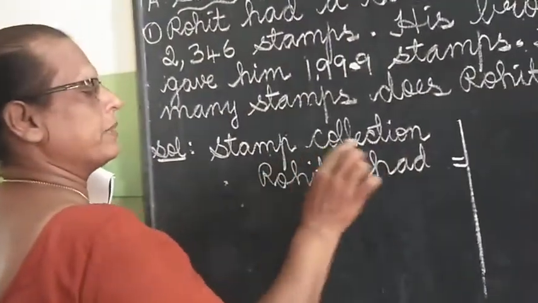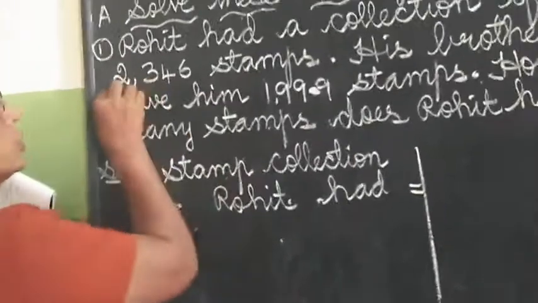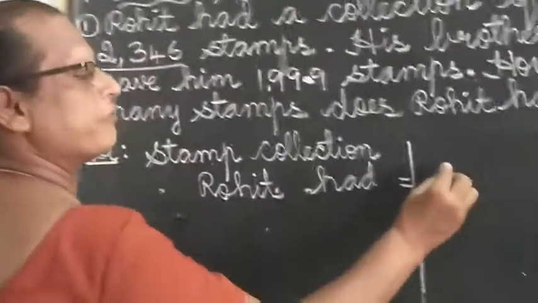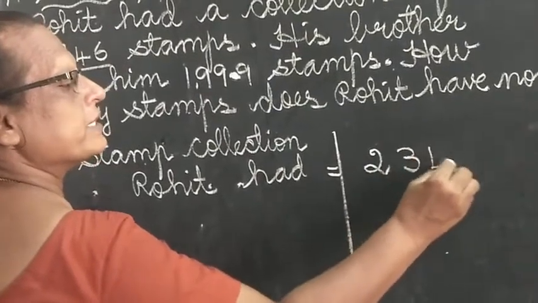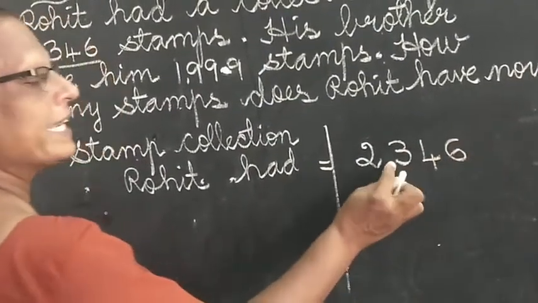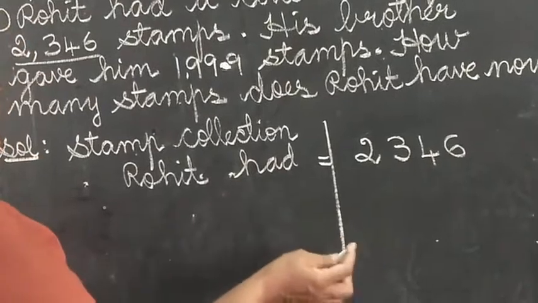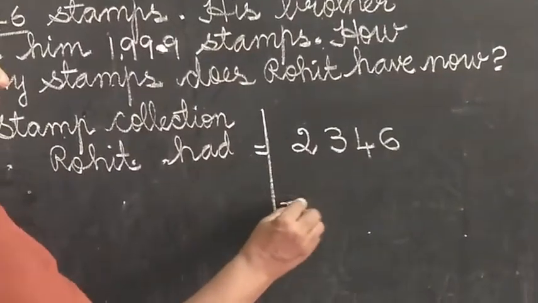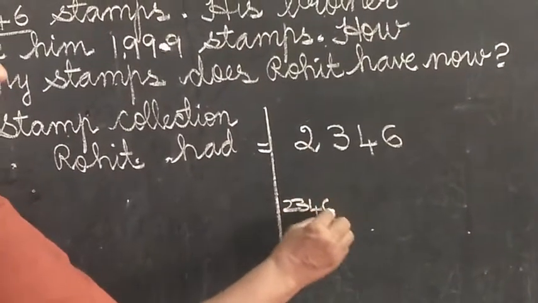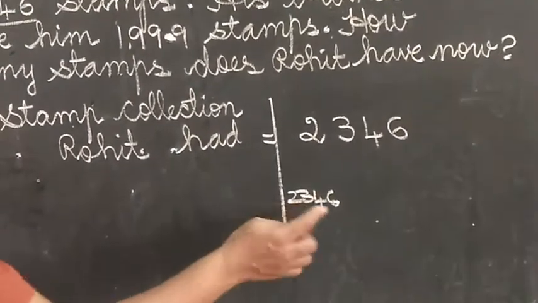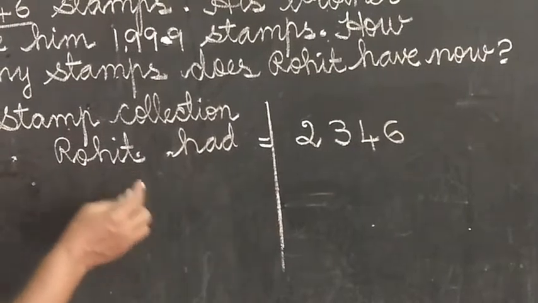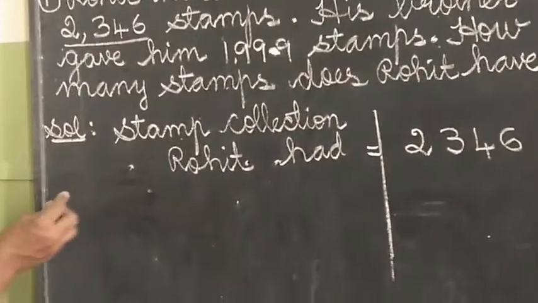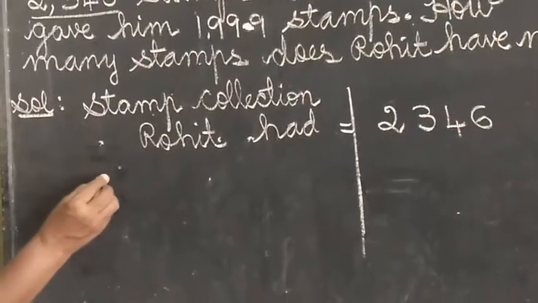So, how many stamp collection Rohit had, children? 2,346. Children, leave some space so that it will look nice. Some of them will be writing like this. While correcting tests and all, I felt it was very hard. Don't write like this. Leave some space and write. Okay, children? And then, stamps given by his brother.